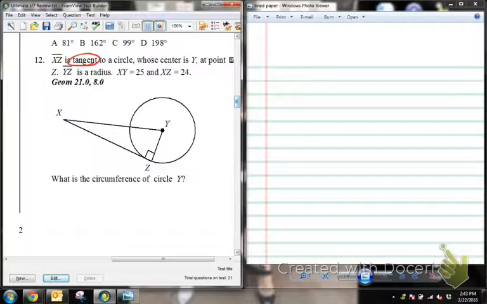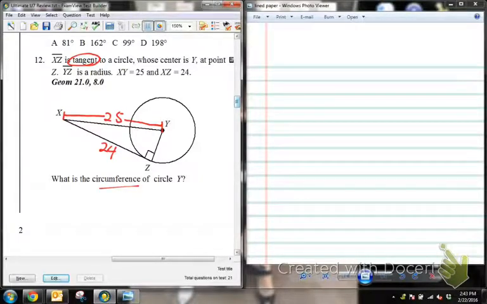Now they can tell you that YZ is a radius, that XY equals 25, so 25, whoops, not 12, 25 is starting from here at X all the way across into the circle there, that's 25. And XZ is 24, so this piece on the outside, from X all the way to Z, there's 24. Now, they want you to find the circumference of circle Y.